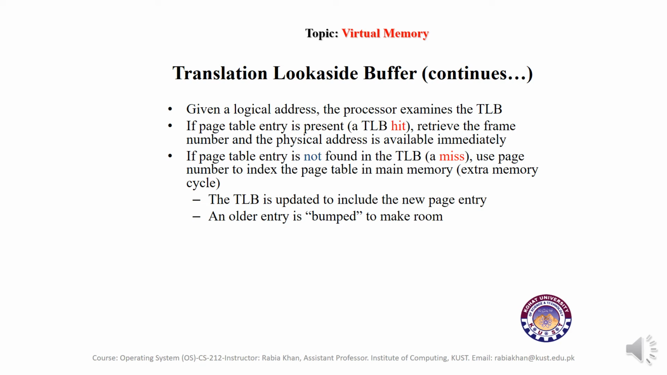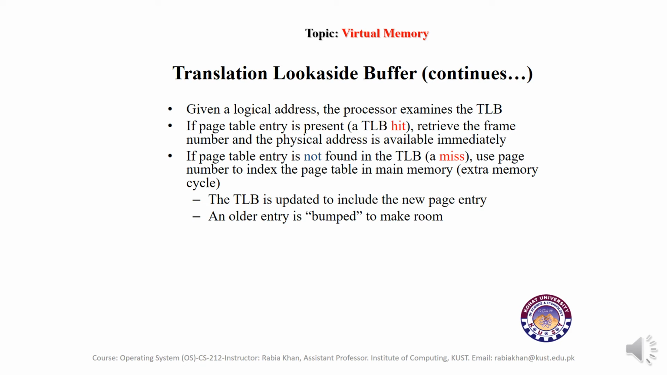How does the translation process work? Given the logical address, the processor first examines the translation look-aside buffer to get the frame number in order to access the physical address. If the page table entry is found in the translation look-aside buffer, that means a TLB hit is observed and the frame number is fetched from there. The offset is linked to it and the respective physical address is generated.